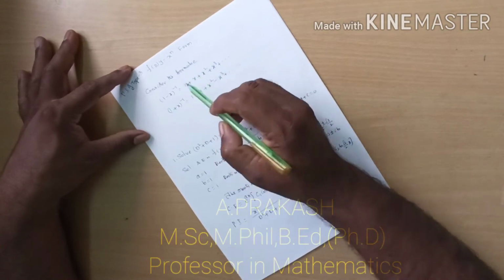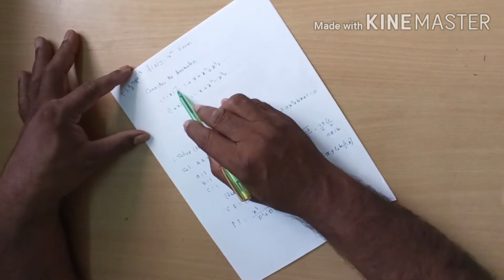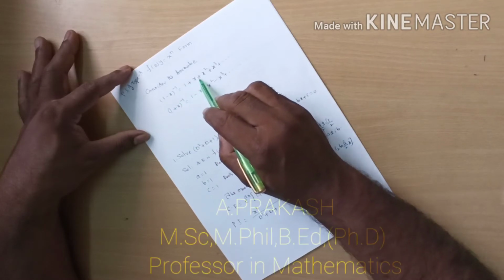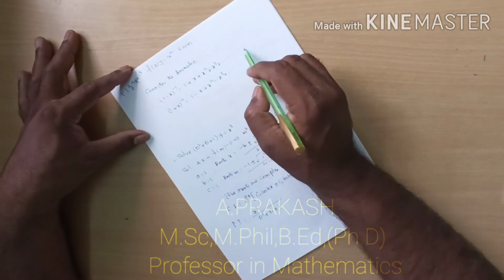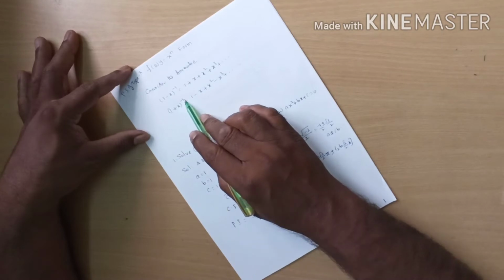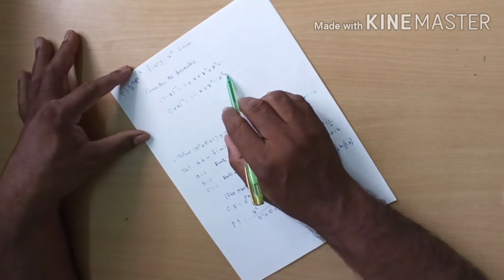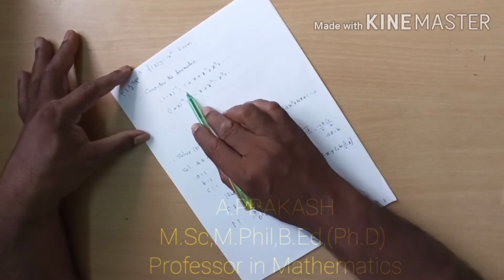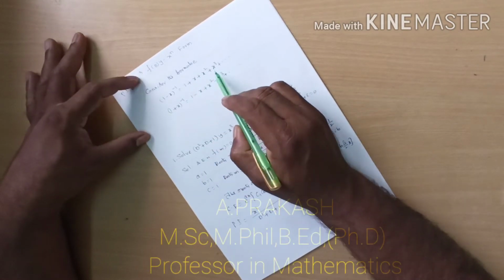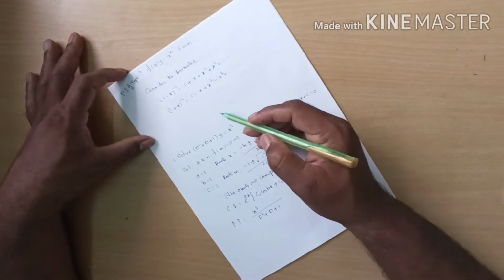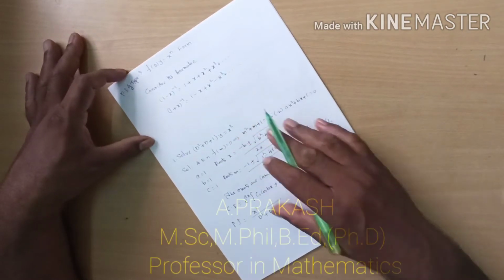That means this form: (1 minus x) whole power minus 1 is equal to 1 plus x plus x square plus x power 3 plus so on. (1 plus x) whole power minus 1 is equal to 1 minus x plus x square minus x power 3 plus so on. These two formulas we have to remember for calculating the particular integral. The complementary function is the same as in the previous type.